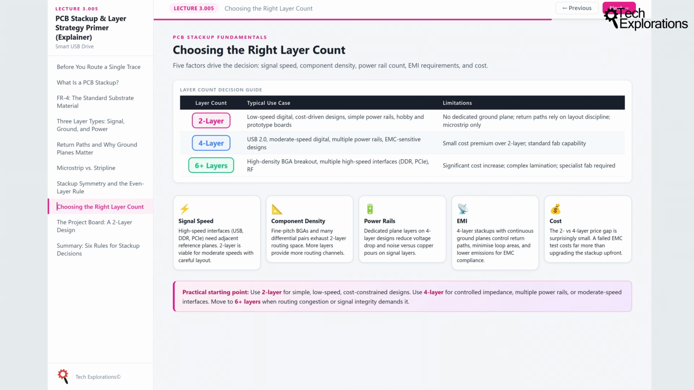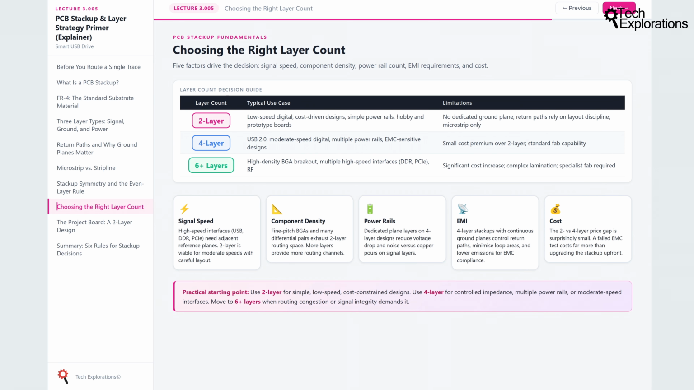And finally, cost. 2-layer boards are cheaper and faster to fabricate. However, at most competitive fabricators, the price difference between a 2-layer and a 4-layer board is surprisingly small. The cost of a single failed EMC test can be orders of magnitude higher than the difference in board price. Here is a practical starting point. Use 2 layers for simple, cost-constrained, low-speed designs. Use 4 layers for anything involving controlled impedance, multiple power rails, or moderate speed USB or digital interfaces. And move to 6 or more layers when routing congestion or signal integrity demands it.